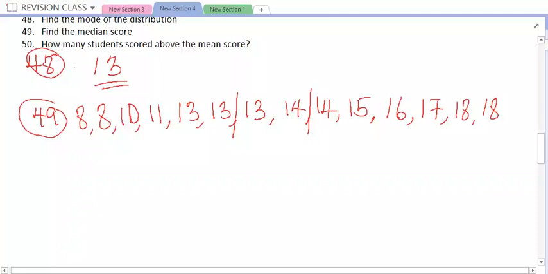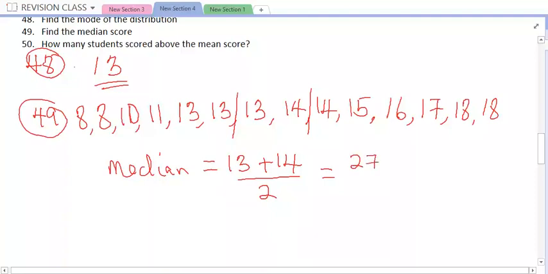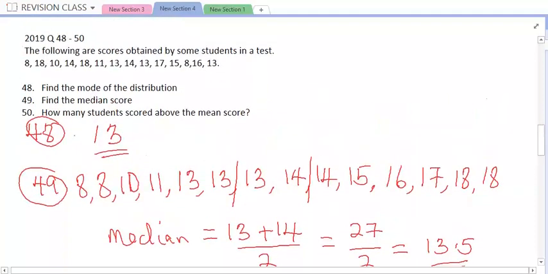So you come down and say the median is going to be 13 plus 14 divided by 2. And 13 plus 14 will give me 27. 27 divided by 2 will give me 13.5. So the median is 13.5. That is the answer to question 49.